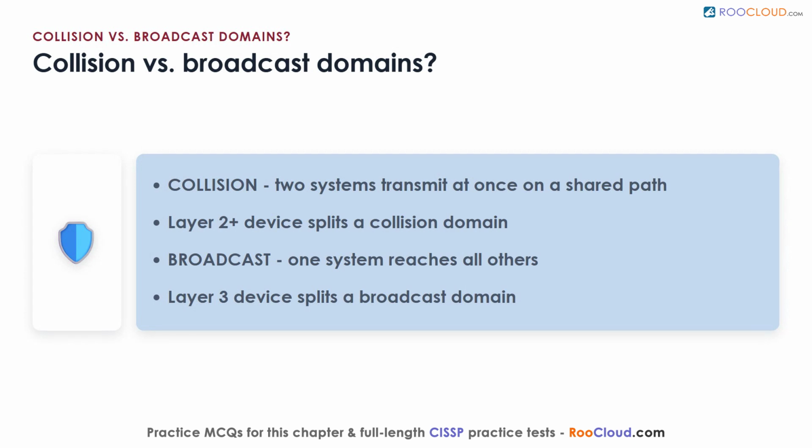A broadcast is one system reaching all others, and the broadcast domain is everyone who hears that shout. It takes a third layer device to divide a broadcast domain. So the smarter the device, the more it contains the noise. Picture a crowded room. A low partition stops people from bumping into each other, but only a solid wall stops a shout from carrying across.